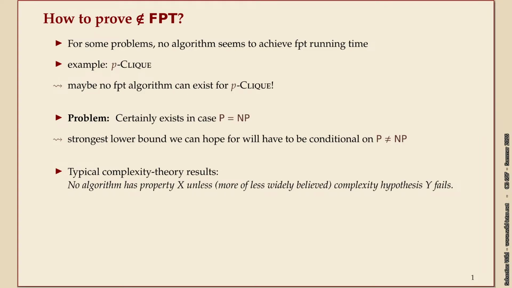Okay, so more abstractly, that's the kind of statements we'll have. No algorithm has a certain property, whatever that will be, FPT algorithm in this case, unless some hypothesis from complexity theory fails. And it could be P not equals NP, or it could be slightly stronger assumptions.